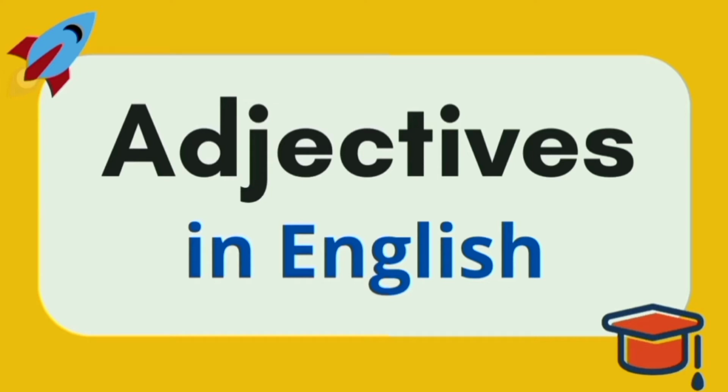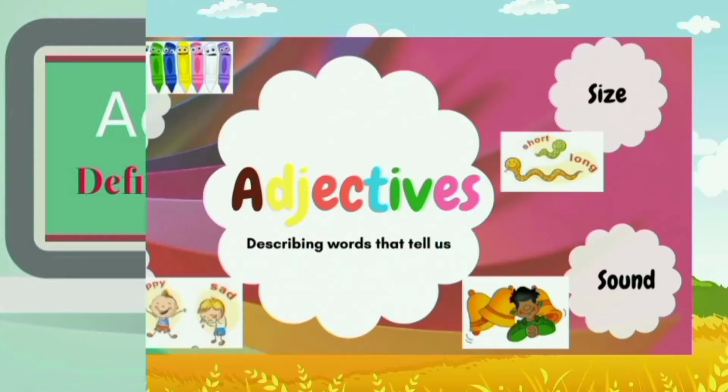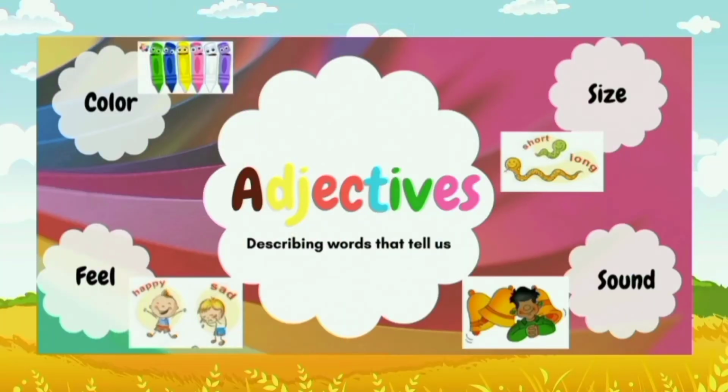In this lesson, I'll talk to you about adjectives in English. Adjectives are words that describe the qualities and states of being of nouns. They can also describe the quantity of nouns. Adjectives can do more than just modify nouns.